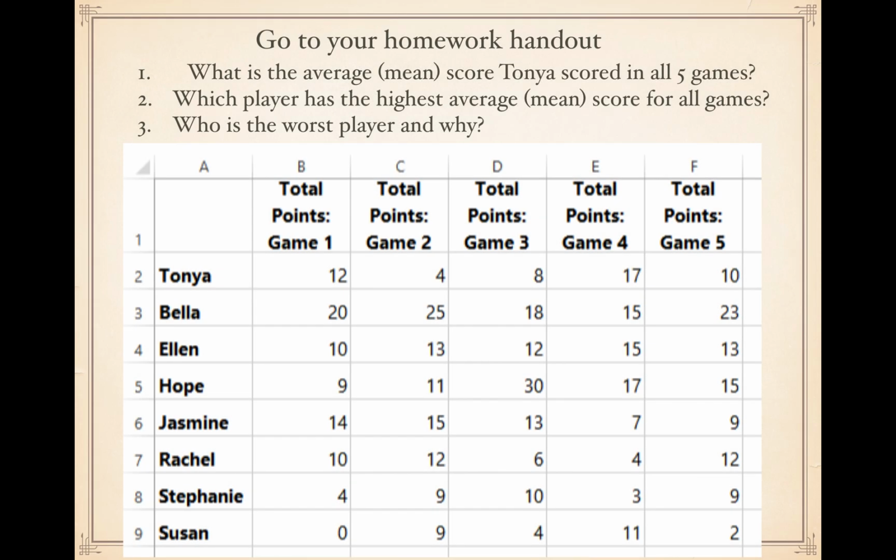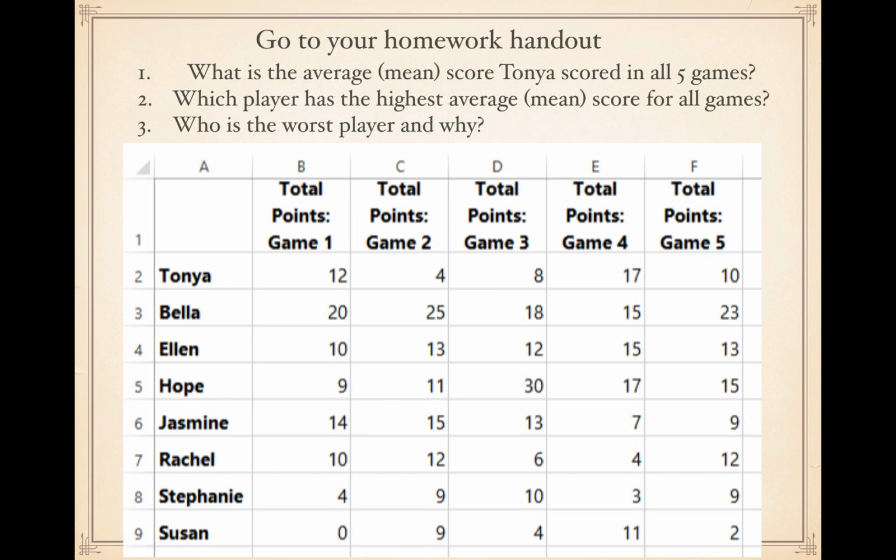All right, so these are the 3 questions. What is the average or mean score Tonia scored in all 5 games? So we find Tonia, she's the girl at the top. So everyone played 5 games, and Tonia scored: first game she scored 12, second game she scored 4, third game she scored 8, and 17 and 10. Now the question is, what is the average or mean score Tonia scored in all 5 games? So you can think about this question.